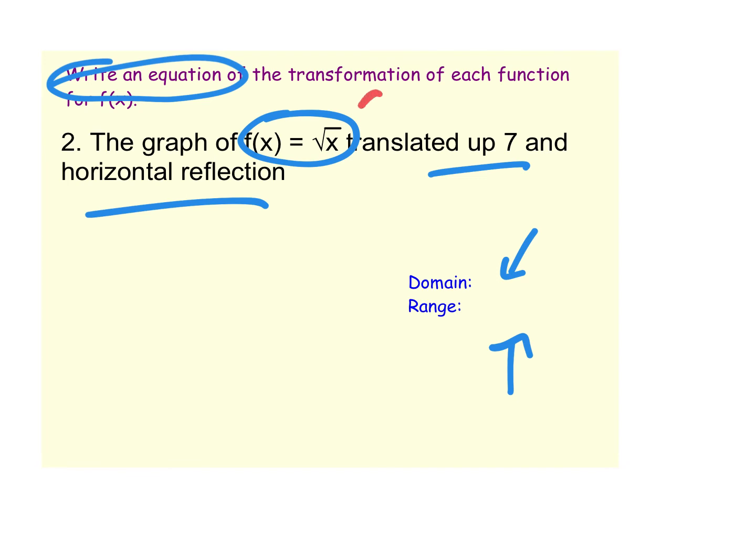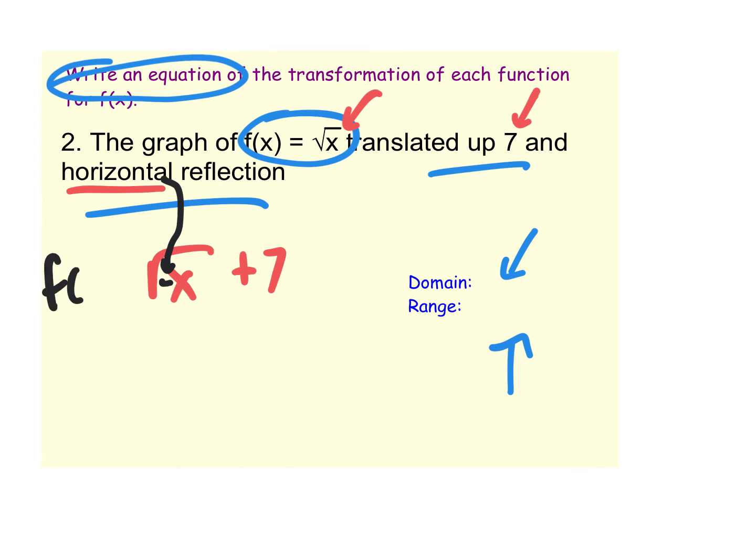Okay, first off, square root moved up 7. Square root of x moved up 7 is plus 7 on the outside. And a horizontal reflection, horizontal is on the inside, right? So this has a horizontal reflect, so the negative right there on the inside. That's my equation. You could say f of x, or you could say y equals.